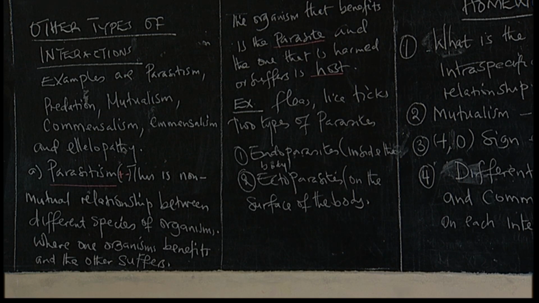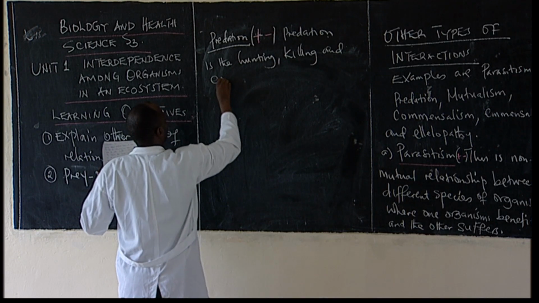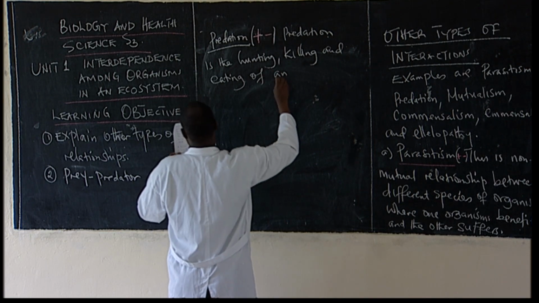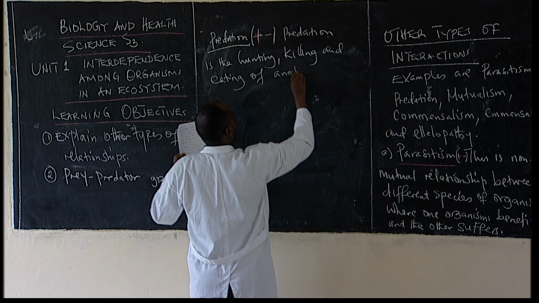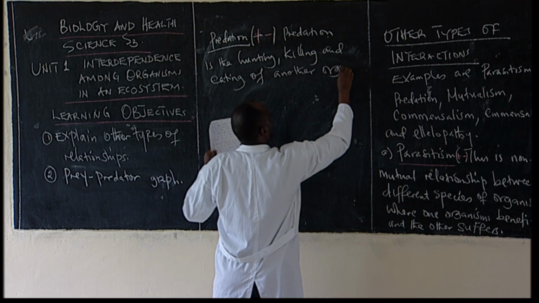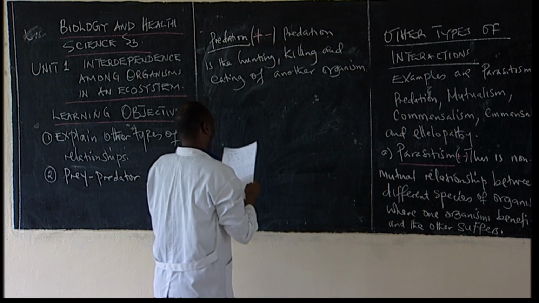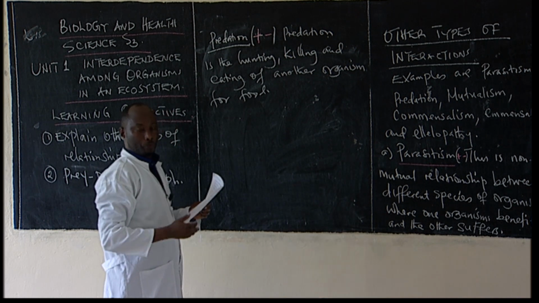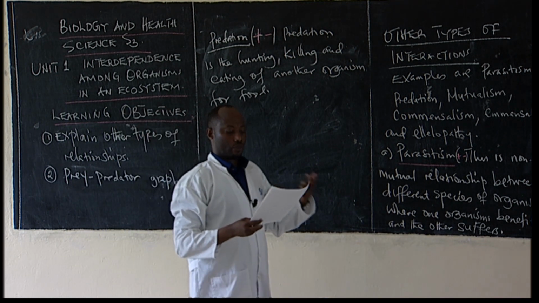Predation is the hunting, killing and eating of another organism for food. These are three things that are going to happen. So that is what predation involves.